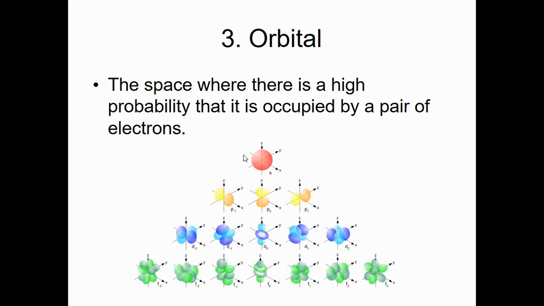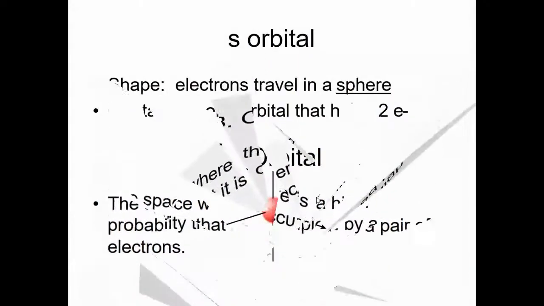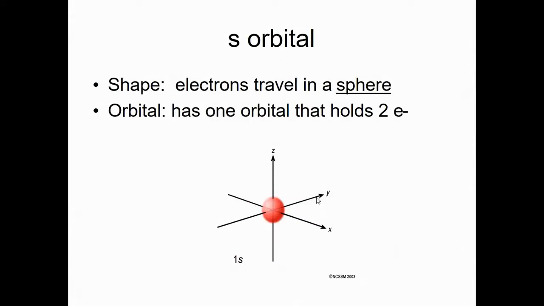So we're going to start with the s, the round one, the simplest one. The s orbital says that if you were to find an electron in an s orbital, it's going to be traveling in a spherical shape. That's the space that's going to be the highest probability that you will find those electrons. And it will hold 2 electrons. It is a sphere. There's a high probability that you will find electrons in this spherical shape somewhere.